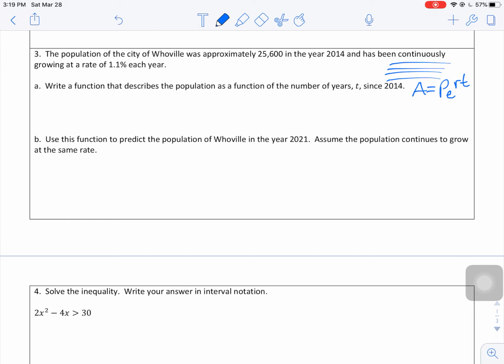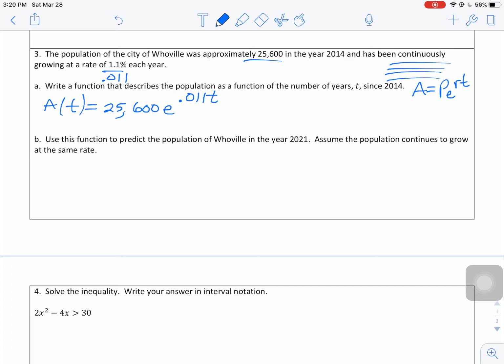Remember, the rate should be written as a decimal, so move the decimal point 2 places to the left, so 0.011. And then for the function, we would do something like A of t equals the initial population, so the 25,600, times e raised to the rate written as a decimal, so 0.011, and then t just stays t for the initial function.